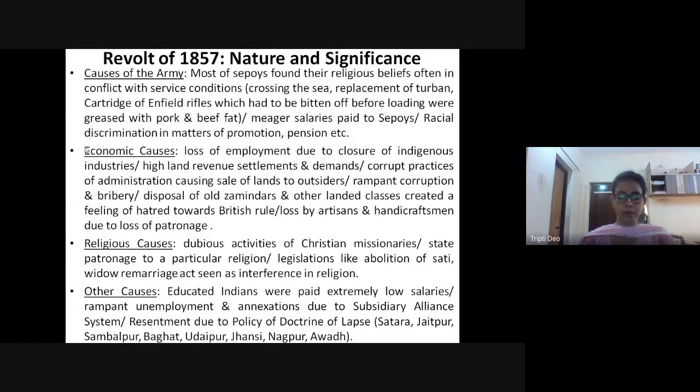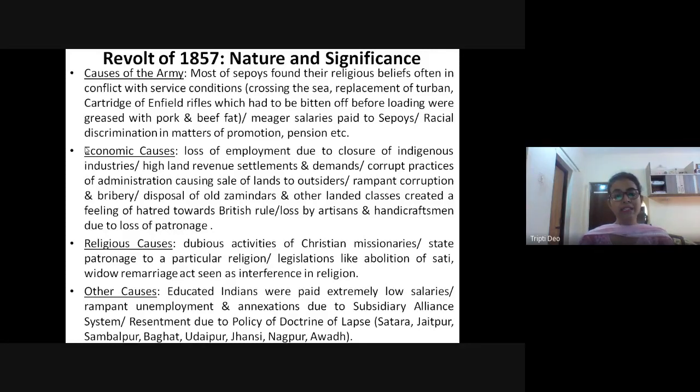Replacement of turban: they were forced to replace their turban, and they were given a leather headgear. This was something that the soldiers did not like. Cartridge: the cartridge that had to be put into the Enfield rifle, they had to bite that off before they loaded it, and that was smeared with pork and beef fat. So all of these were things that the soldiers were very, very unhappy with.